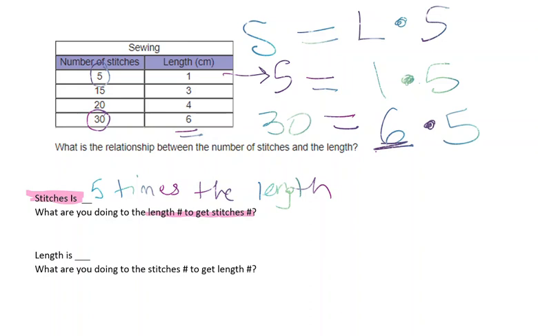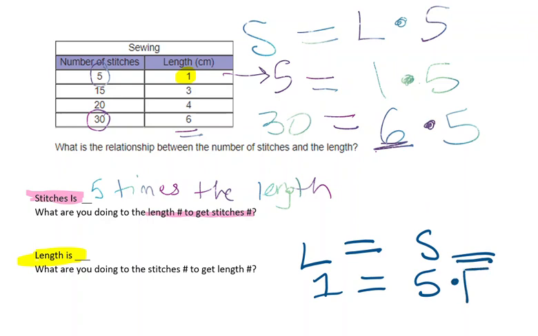Now that's different if you started with the word length. Let's look at a different example here where we say length is. So this time start with the length and write a problem where you say length is, what are we doing to stitches to get the length? So 1 is 5 times what? What do I have to multiply 5 by to get back to 1? Well, the only way to multiply by 5 and get smaller is to multiply by a fraction. 5 times 1/5 is equal to 1.